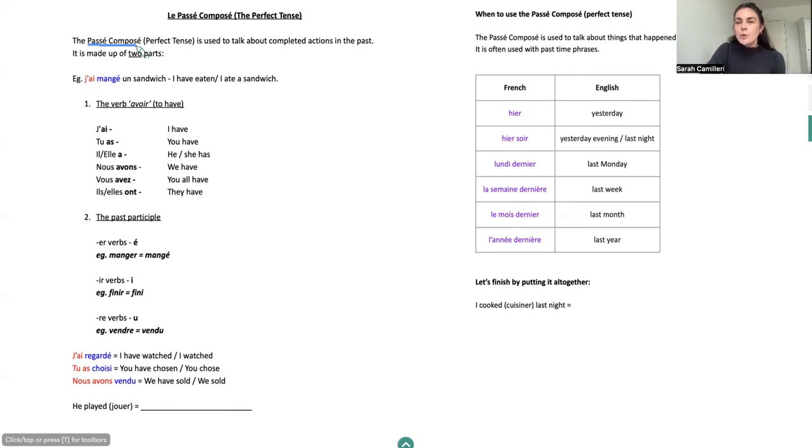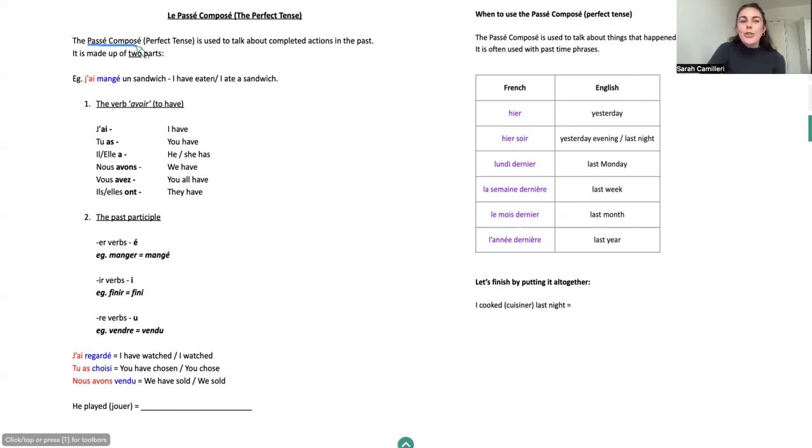This tense is used to talk about completed actions in the past. For example, in English, we might say, I ran a marathon last week, or yesterday I bought a car. These verbs are used to talk about completed actions in the past and do not refer to what we're currently doing in the present day or what we will do in the future.